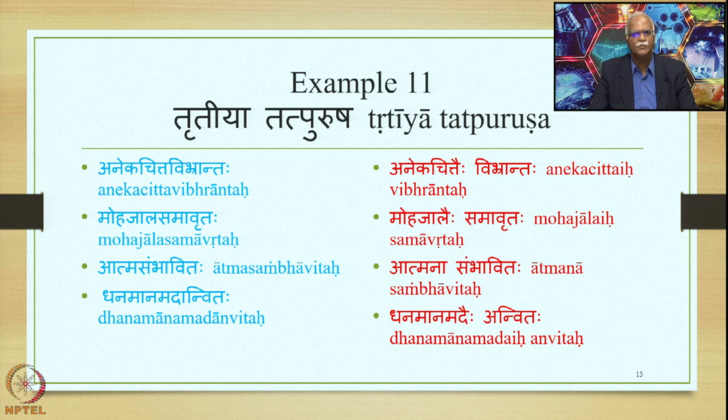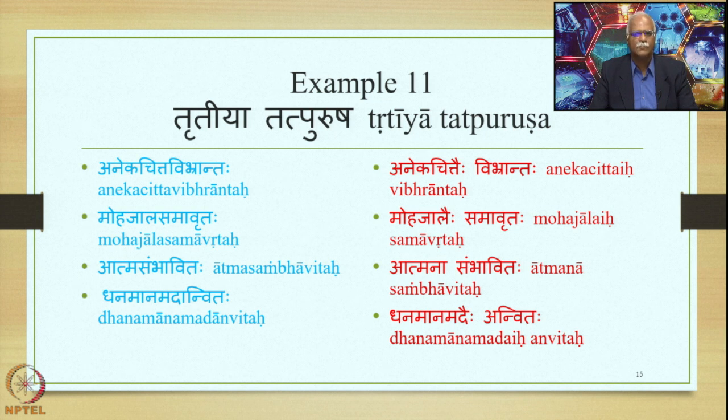Here are some examples of Tritiya Tatpurusha Samasa from Srimad Bhagavad Gita. Aneka Chitta Vibhrantaha. Aneka Chittaihi Vibhrantaha. One who is disillusioned because of the many minds, multiple minds. Mohajala Samavrataha. Mohajalaihi Samavrataha. These are the samasas which are formed by the sutra Tritiya Tatkritarthena Guna Vacharena onwards and Kartrukarane Krita Bahulam to be very precise.